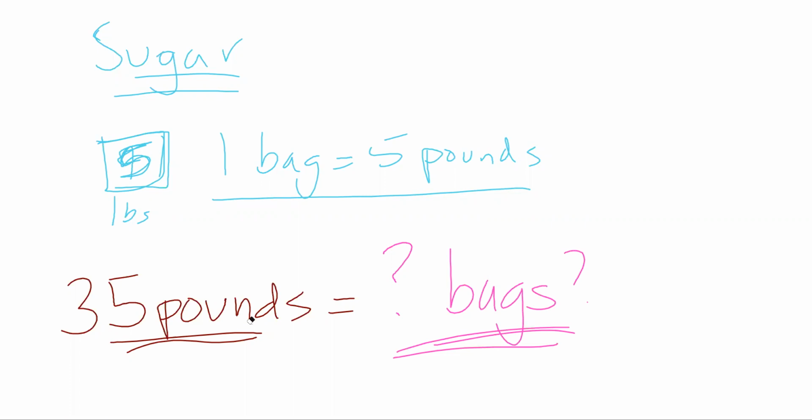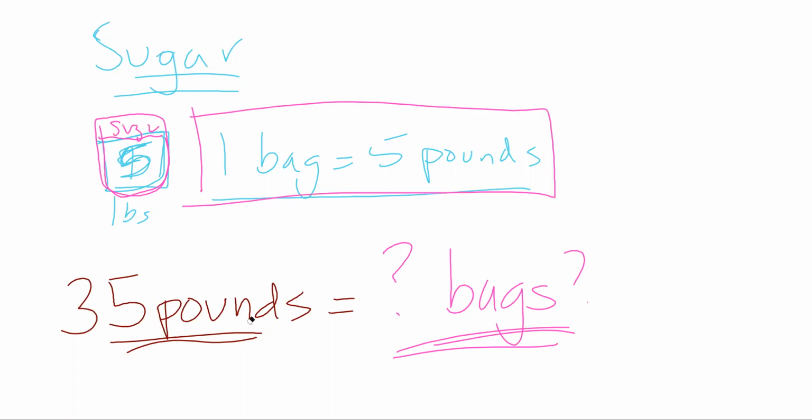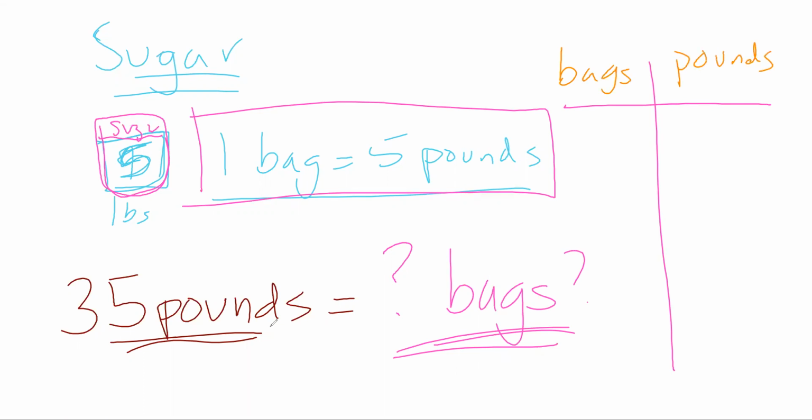Okay, so again, we can think about it. This is sugar. We know the ratio is 1 bag is 5 pounds. So I can, again, build that T-chart. I'm going to squeeze it in here. I was going to change pages, but I think I'll squeeze it in. So this would be bags, and this would be the pounds of sugar, right? If I had 1 bag, I'd have 5 pounds. If I had 2 bags, I'd have 10 pounds. If I had 3 bags, I'd have 15 pounds.